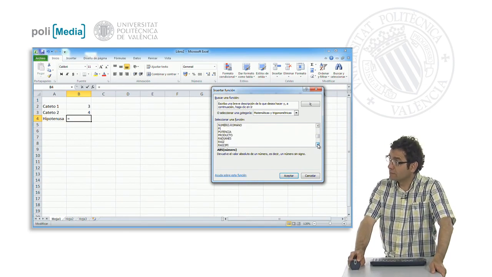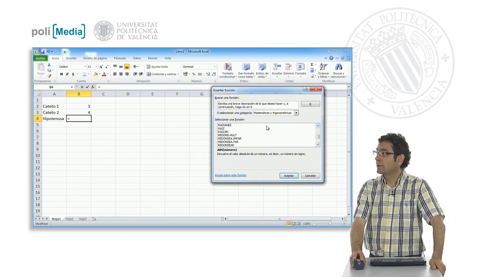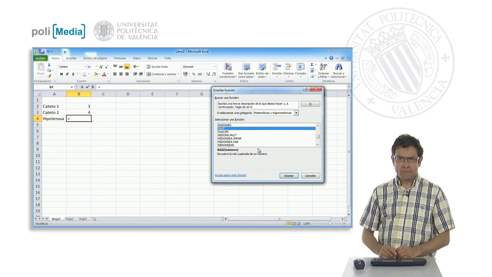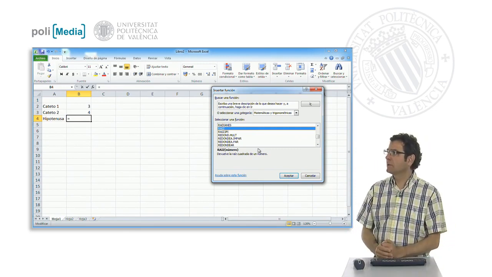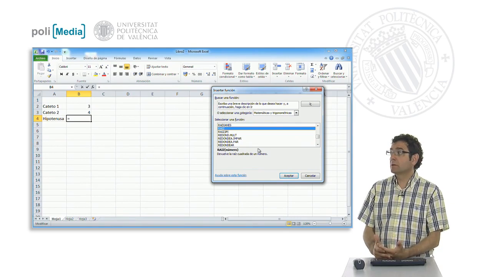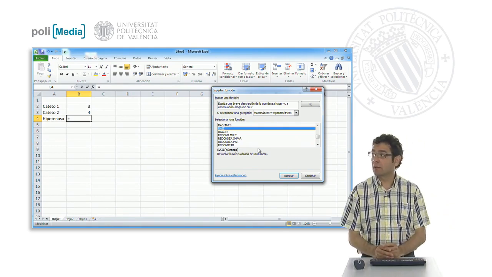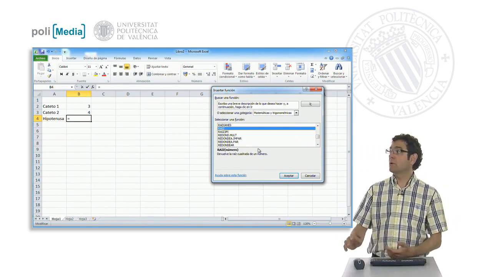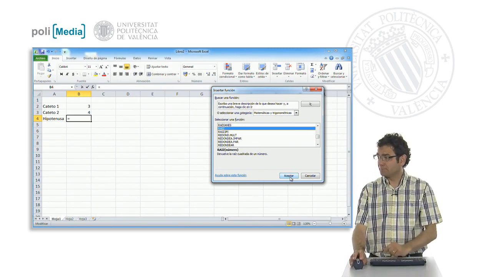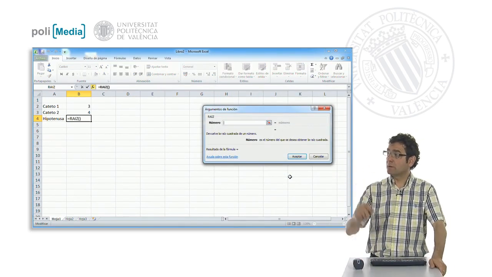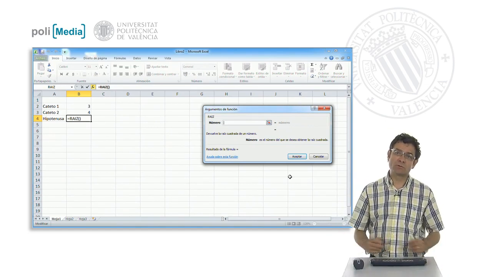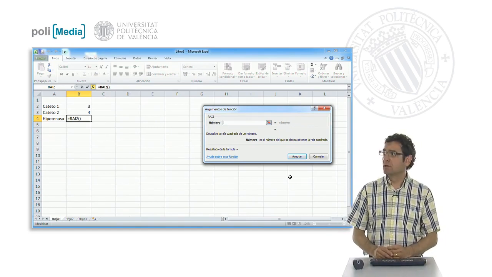And probably at a given moment, we will have the square root, which we already see works by putting the word root and, between brackets, a number, which is the expression of what we want to calculate the root of. It returns the square root of a number. Here we are going to put the square root of a number which we don't know, which is the sum of the cathetus squares.